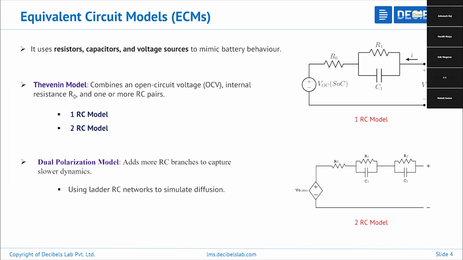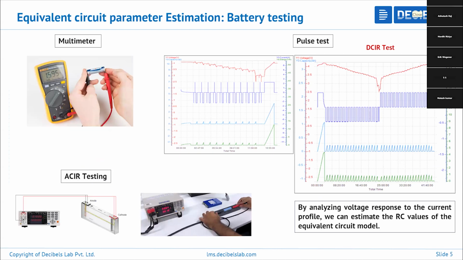Whatever physical process is going on, it may not be possible to model it with only one RC branch, so sometimes it requires n branches. For those polarizations, we need to go with a larger number of RC branches. How do we do that? We use ladder RC networks, which are specifically used for diffusion simulation.